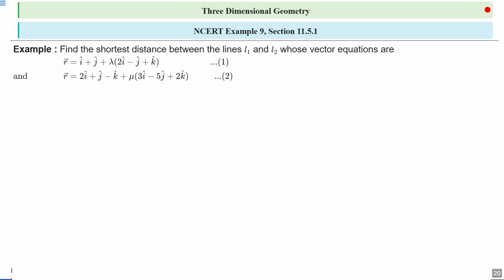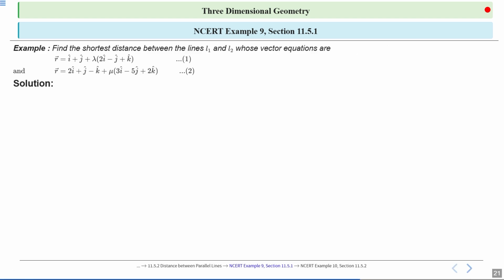Now let's see example NCERT example 9. Example says find the shortest distance between the lines L1 and L2 whose vector equations are r vector is equal to i vector plus j vector plus lambda times 2i vector minus j vector plus k vector. This is equation 1. In equation 2, r vector is equal to 2i cap plus j cap minus k cap plus mu times 3i cap minus 5j cap plus 2k cap, right? So let's see how we can solve this. Let's start the solution.